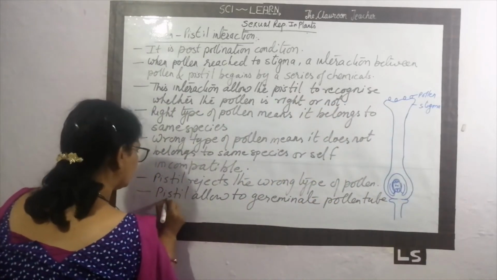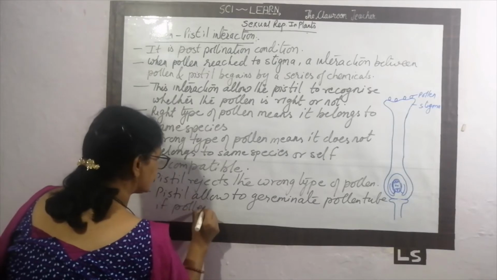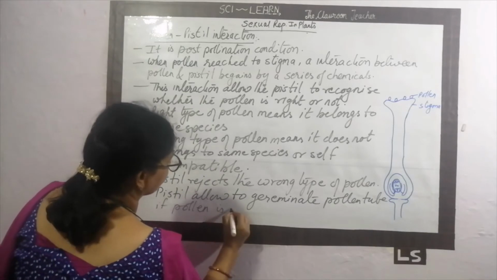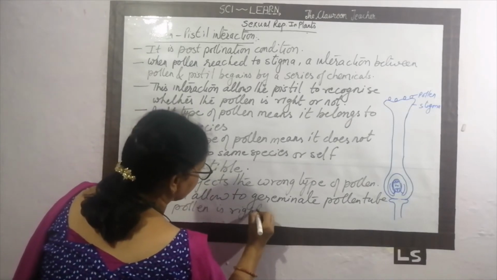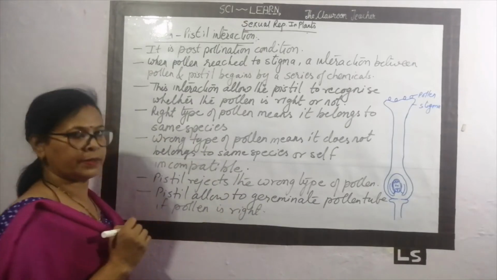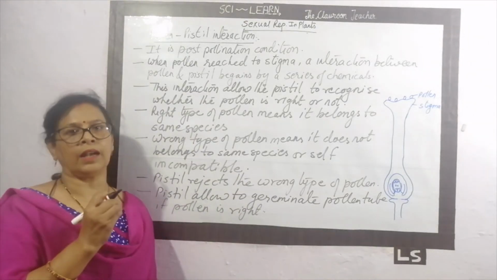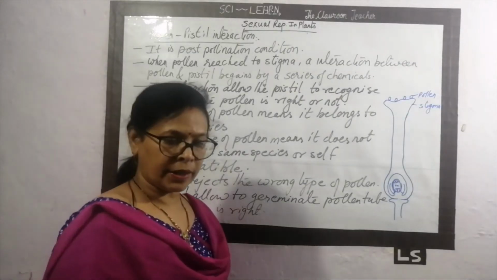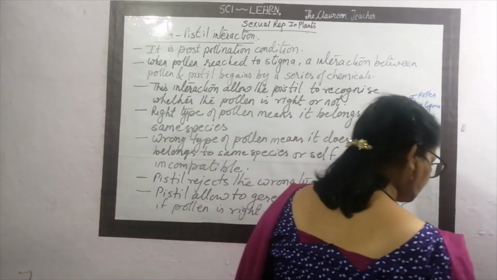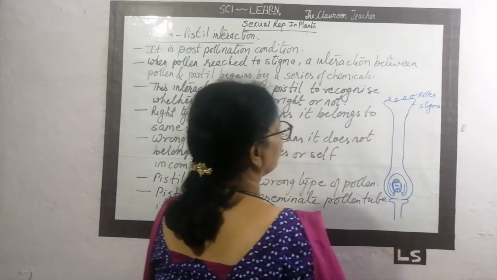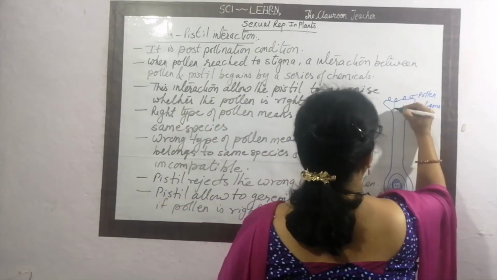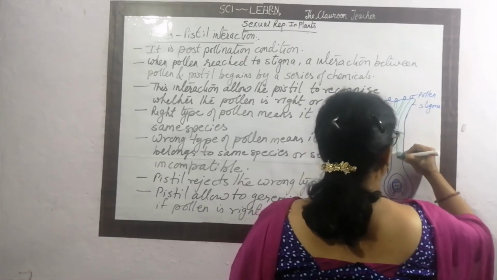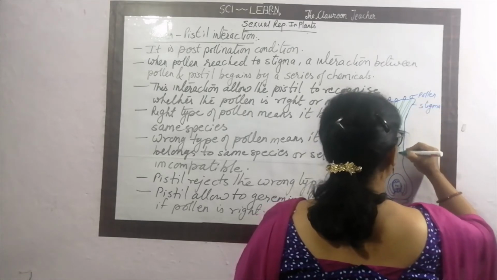If the pollen is right, again, right means it belongs to the same species, then the pistil allows it to germinate the pollen tube. Maybe this pollen is the right type of pollen. Then the pistil allows it to germinate the pollen tube. The pollen tube is formed like this. This is the pollen tube.